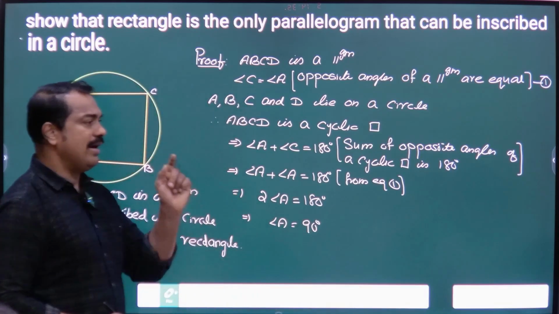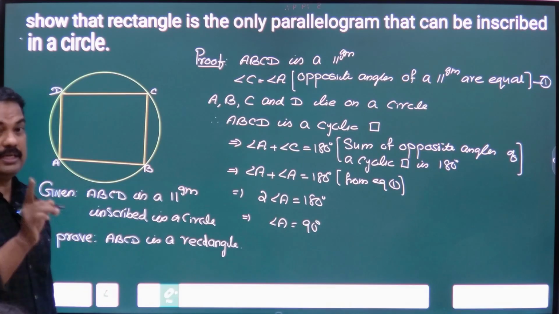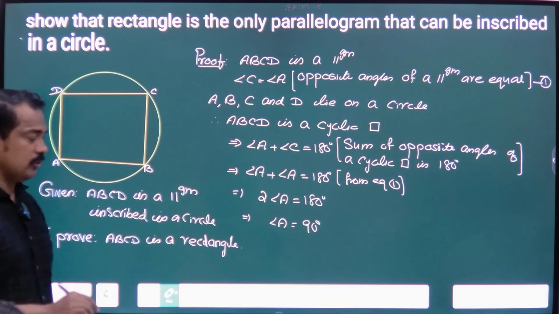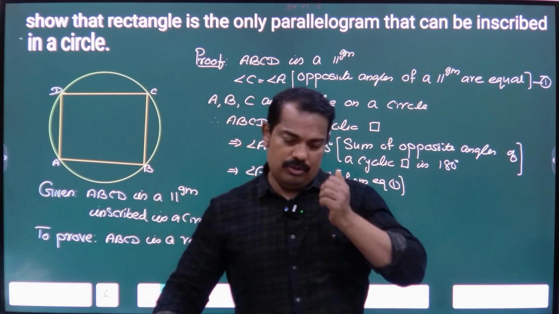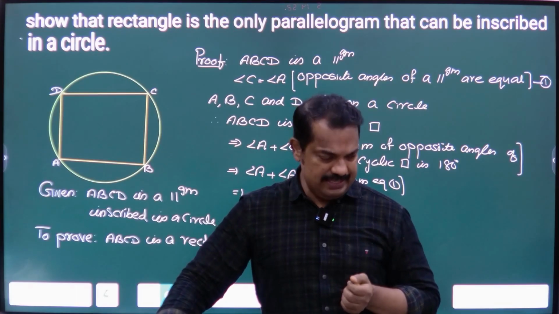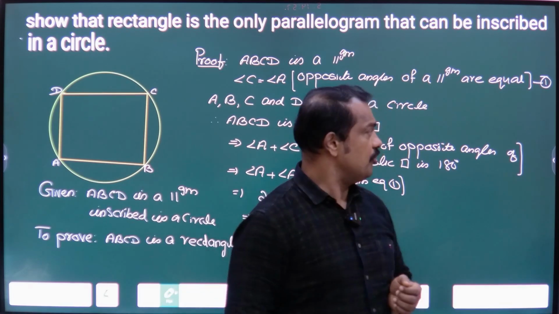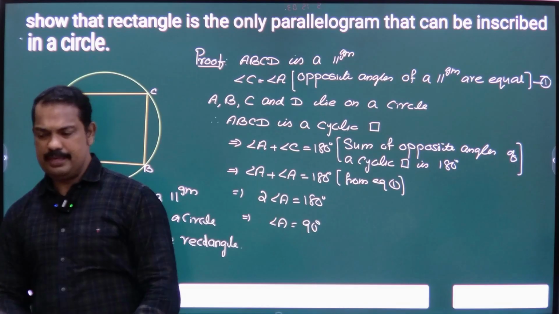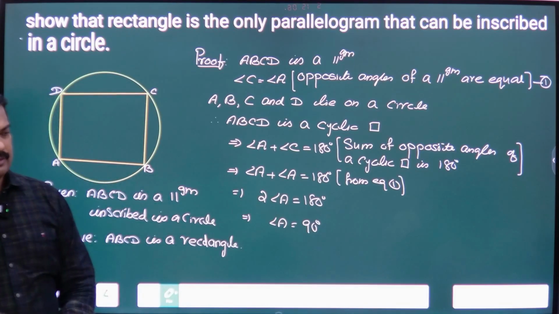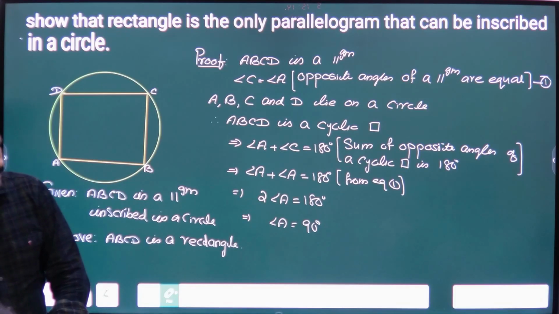That is, in a parallelogram, one angle is 90 degree. Not in a quadrilateral. In a parallelogram, if one angle is 90 degree, then it is a rectangle. So you look at the last statement: in parallelogram ABCD, angle A equal to 90 degree. Then ABCD is a rectangle. Hence proved.